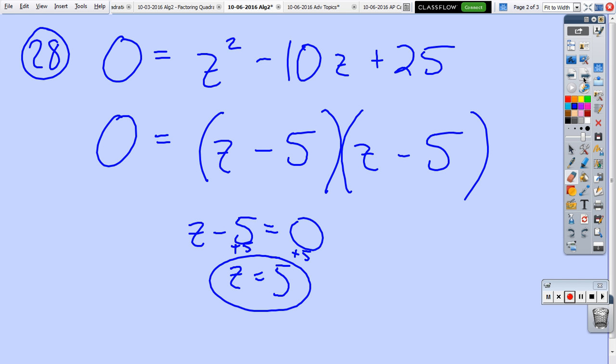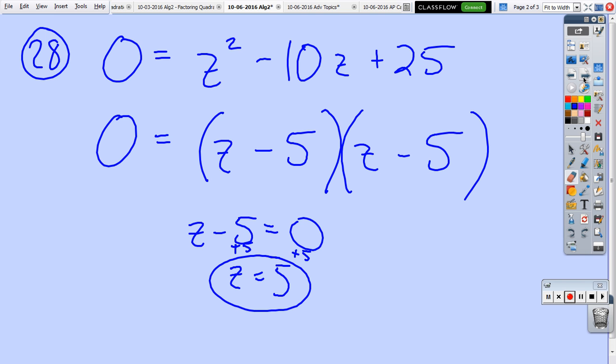And please check your work too. When you do these, go ahead and check. Like when you get to here, check it now. Check to see if this works out. If you FOIL this, z squared minus 5z minus 5z plus 25, it works out.